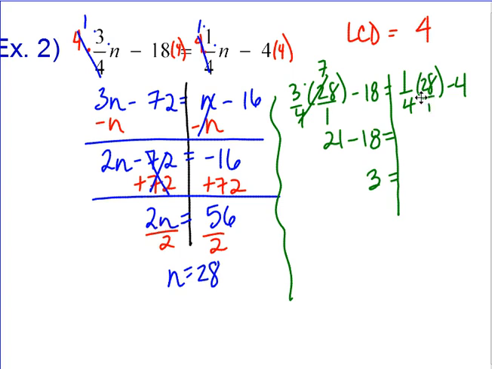Over here on the right, 4 goes into 28 7 times. 1 times 7 is 7. And 7 take away 4 is 3. So since both sides work out, n equals 28 is the answer we are seeking.